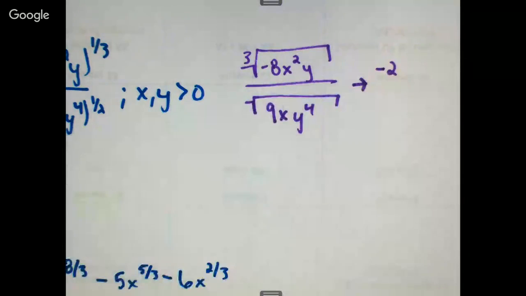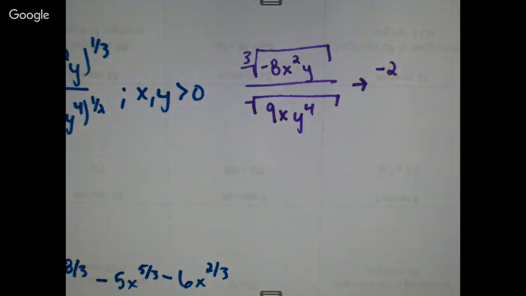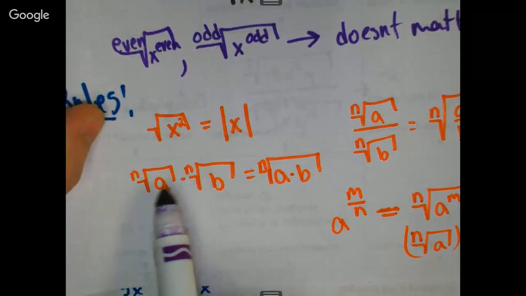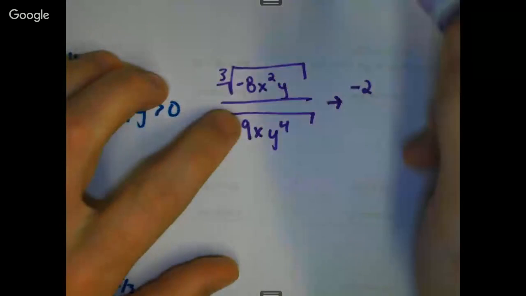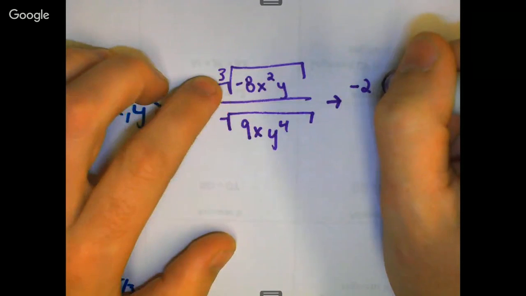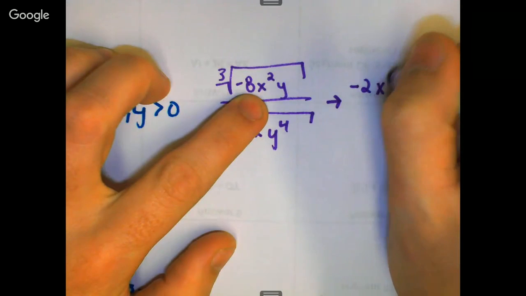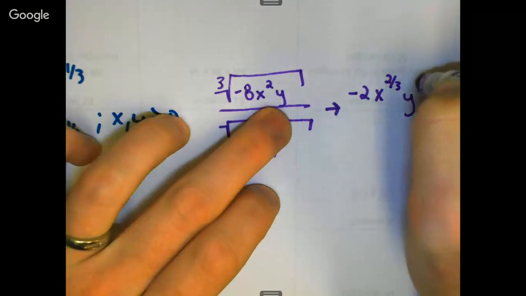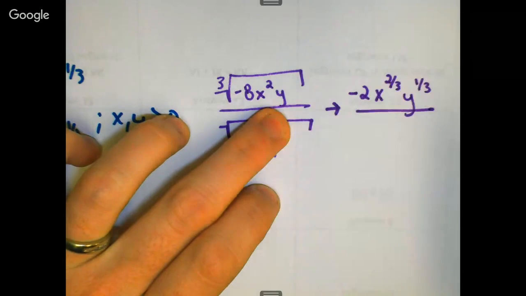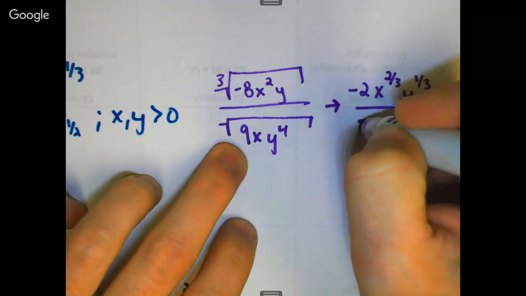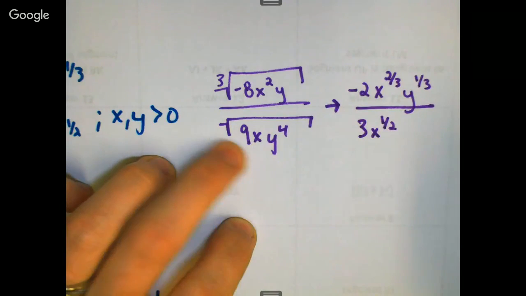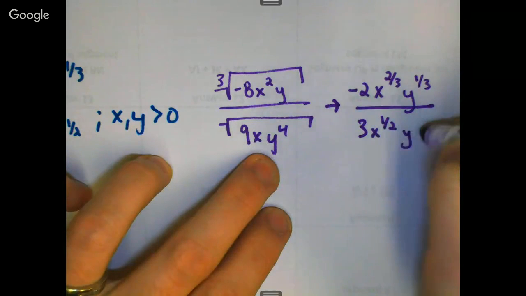Okay, but remember from one of the rules, we could split up this multiplication and take each one to its own root. Okay, so I'll have the third root of x squared, which is 2/3. And I'll have the third root of y, which is 1/3. The square root of 9 is 3. The square root of x doesn't reduce, but that's the half power. And the square root of y to the fourth is y squared.